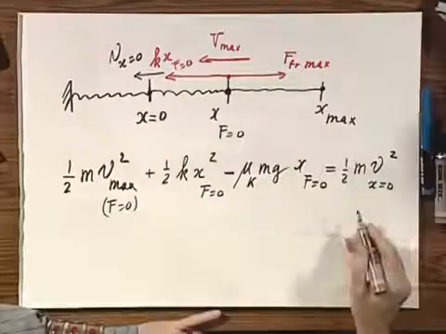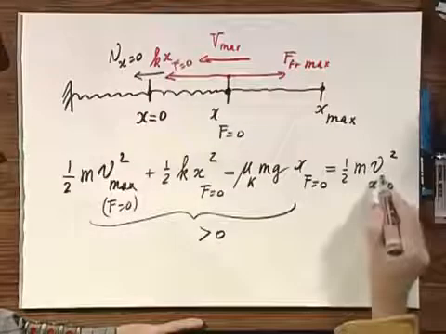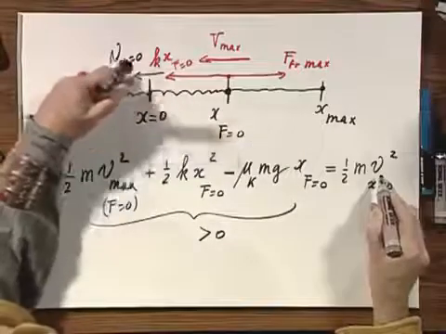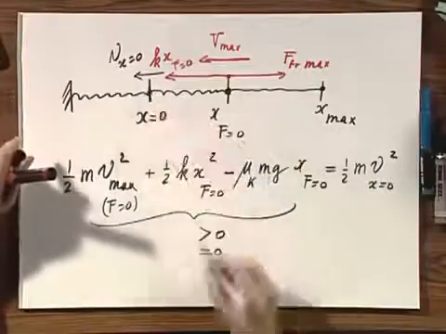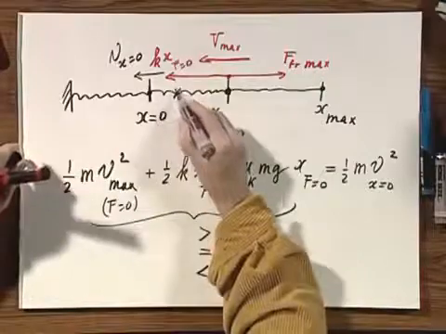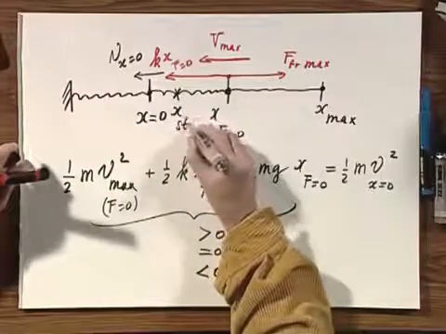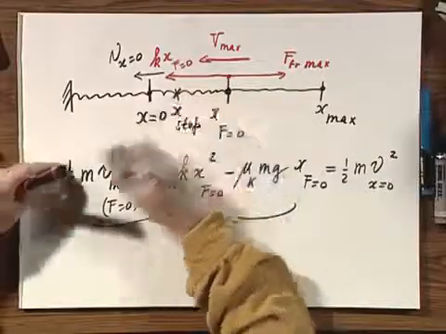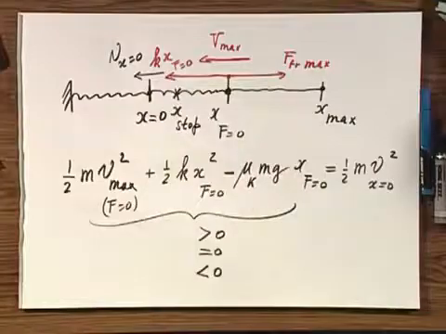And now the whole question is, if this is positive, then indeed it will make it and it will have a speed. If it is 0, it will come exactly to a halt there, and if it is less than 0, it won't even make it here, but it will come to a position which I will call x stop, which will be on the right side of x equals 0.